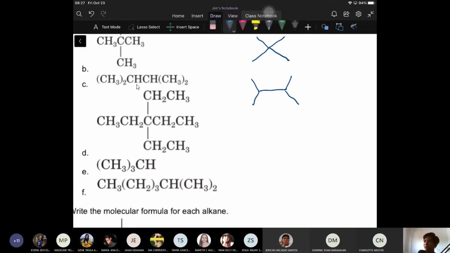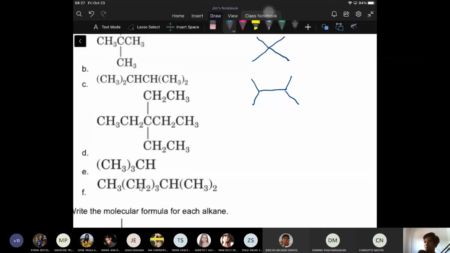Kunwari, ganito naman. Yung parenthesis ay nasa loob. Ito, nasa terminal, nasa dulo yung parenthesis, kaya ini-skip natin yon. What if nasa gitna siya ng chain? For example, ito. Itong CH3, nasa gitna siya ng chain. So, ganito lang gagawin mo dyan. Pag nasa gitna ng chain yung may parenthesis, ibig sabihin nun, may tatlo kang CH2.